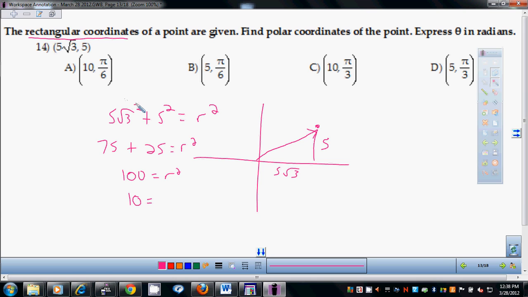5 squared is still 25, but you're right about this. So 25 times that 3. Yeah. And I'll tell you how to find the angle in just a second. Go ahead and first write that down. Make sure you know how to find the radius.